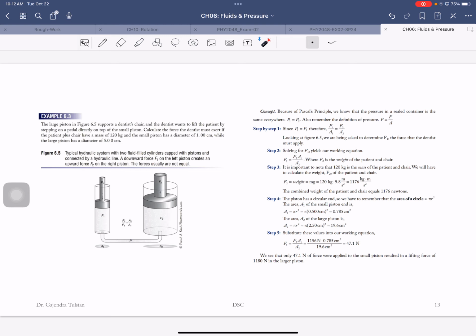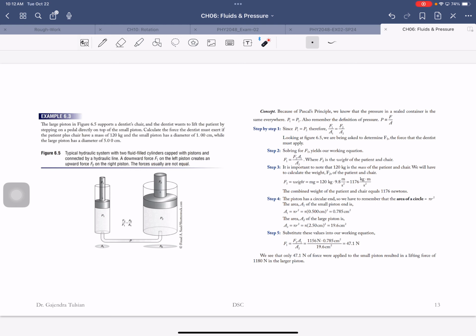Okay, so here's the dentist problem that I talked about. Calculate the force the dentist must exert if the patient plus chair has a mass of 120 kgs. So most of our mass is about 60 kgs here, and the chair weighs almost as much as a person. Okay, and this is a diameter of 1 centimeter, which is half an inch, and this diameter is 5 centimeters, which is 2 inches.